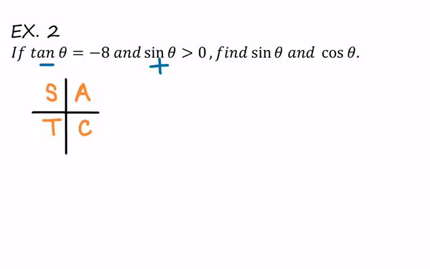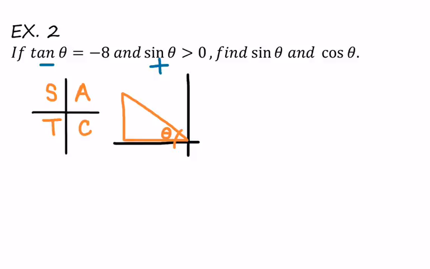So this helps me because I'm looking for the quadrant where tangent is negative but sine is positive. The only place that sine is positive and tangent would be negative is in quadrant 2. So that's where this triangle would have to be drawn if I was going to solve it this way.